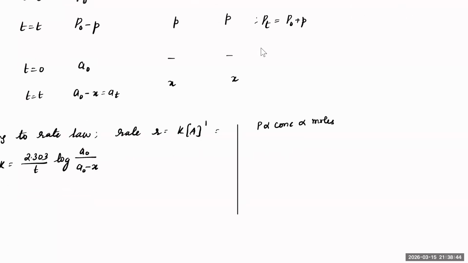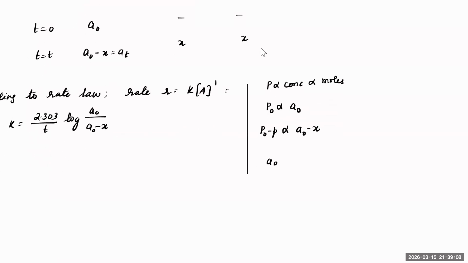Yeah. So in that case, we can say pressure is directly proportional to concentration. So initial pressure, if you notice, P naught is proportional to A naught. And similarly, P naught minus P is proportional to A naught minus X. Correct? These are the partial pressures, because partial pressure will be proportional to its concentration term. So if I write this as A naught by A naught minus X, I can also replace that as P naught by P naught minus P.